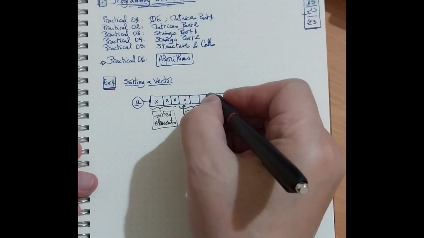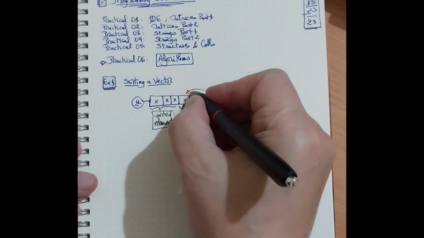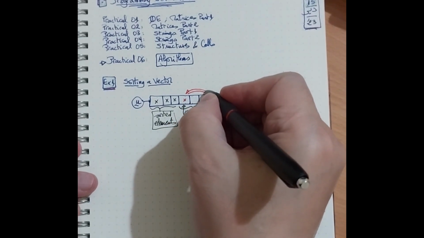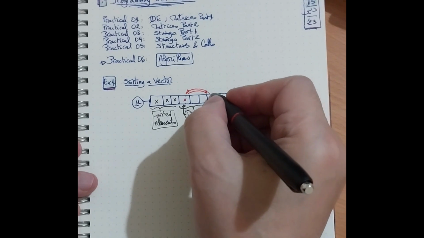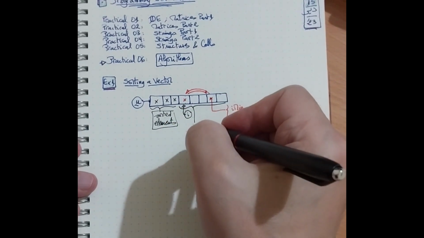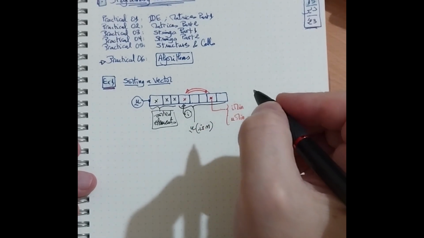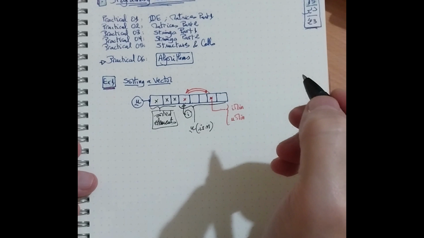What we do, we swap. What was in i_min becomes here, and what was in i becomes here. Because that's what we want. We want the minimum value to be at the first position in the subvector u[i:n]. And that's it.